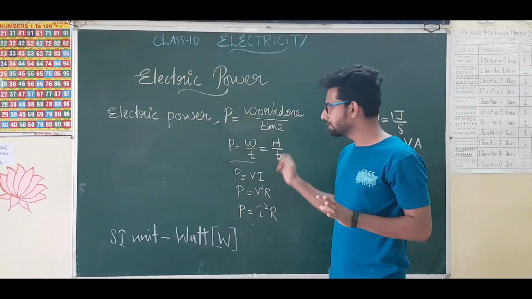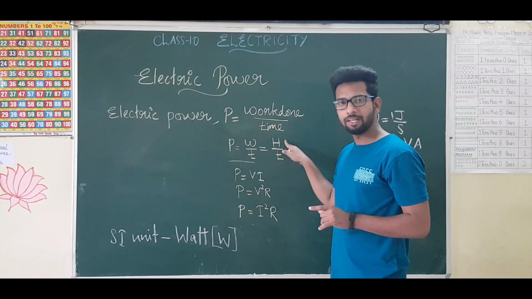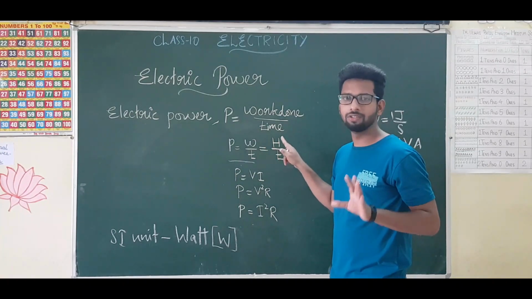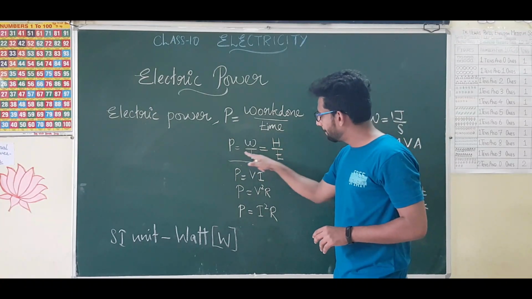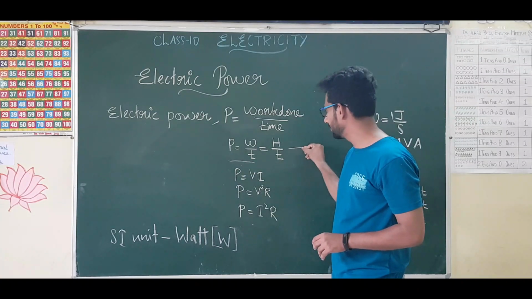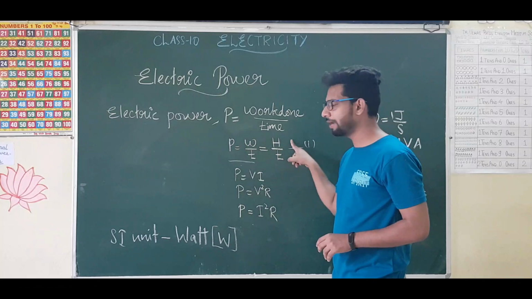If you get confused, just make sure that the SI unit of heat energy as well as the work done is the same. That is Joule, isn't it? So power equal to H by T is our new equation. This is the first equation for the power. P equal to H by T.